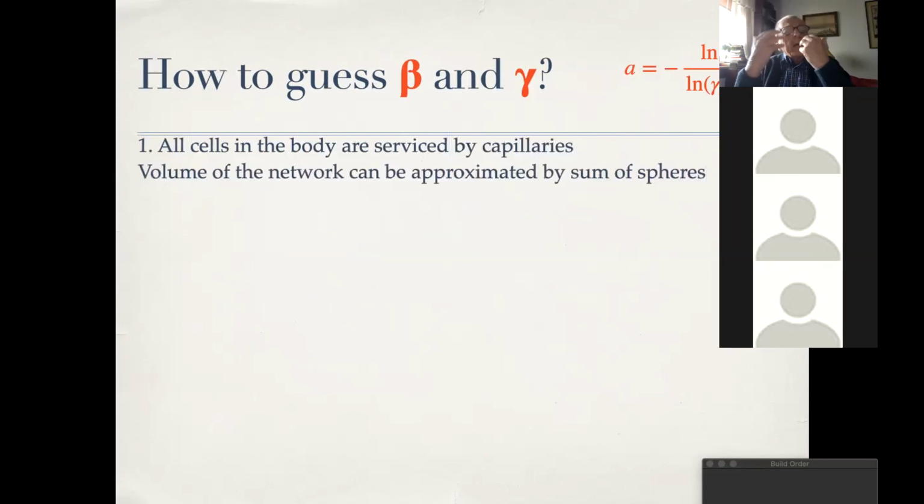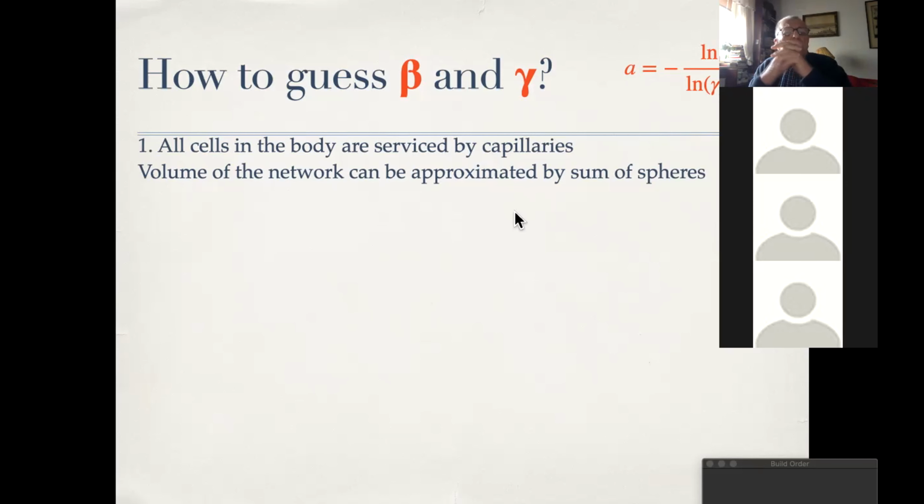And now I have to guess what the values of beta and gamma are. We remember that a is then the logarithm of n divided by the log of gamma times beta squared. So if I figure out how to make an educated guess of the values of gamma and beta squared, then out of that formula I will have my formula for a. All right. So I am making a further assumption that all cells in the body are serviced by the capillaries. That is a very sensible assumption.